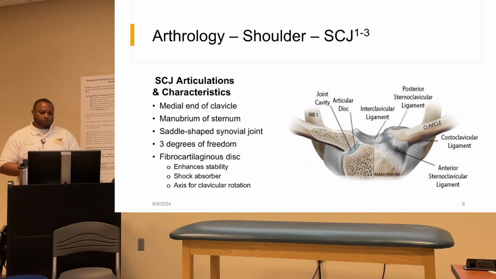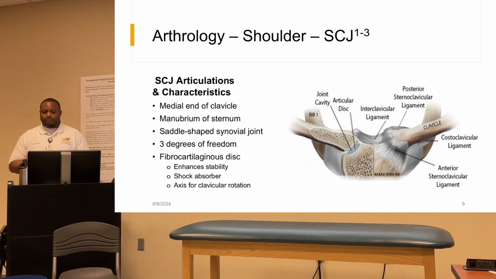All right, so now we're going to be talking about the sternoclavicular joint. The arthrology showed the sternoclavicular joint. For the sternoclavicular joint characteristics, you have the medial end of the clavicle articulating with the manubrium of the sternum. It's a saddle-shaped synovial joint. So what does that mean? It means that it functions like the carpometacarpal joint of the thumb.